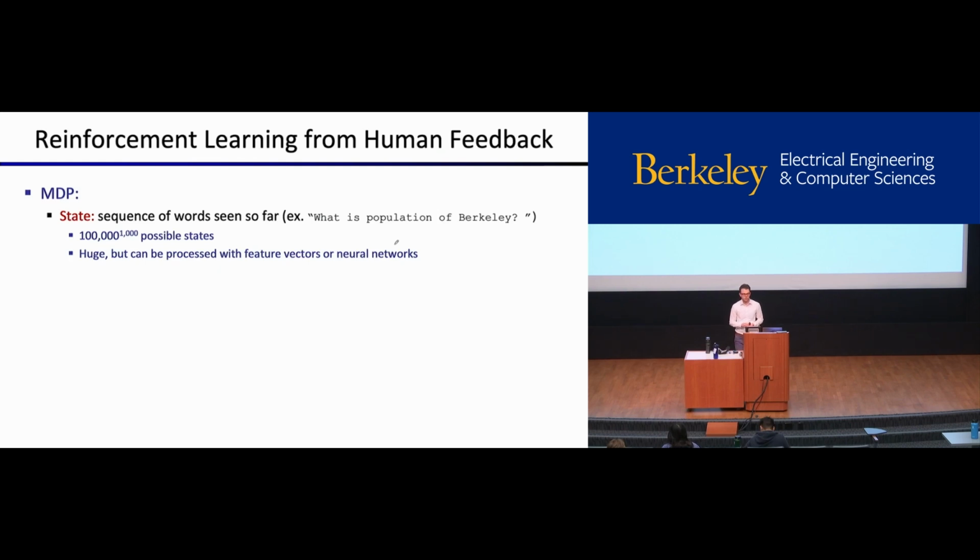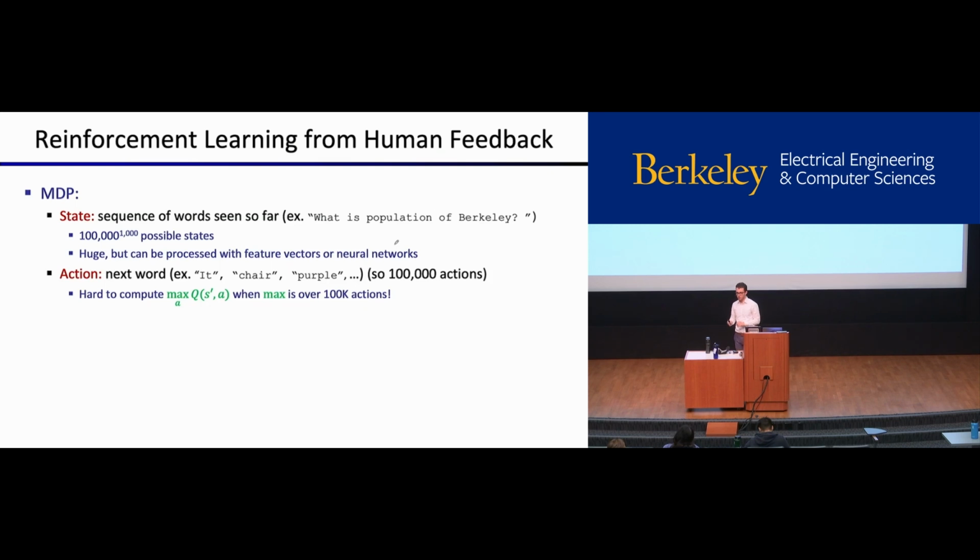And this is really big, right? If we assume that the sequences can be 1,000 words or 1,000 tokens long, and our vocabulary is 100,000 words or tokens, then it's 100,000 raised to the 1,000 possible states in this MDP. That's a lot of states. It's huge. But maybe if we do some clever feature vector stuff like we talked about already and we use neural networks, maybe we'll be okay. We just have to define the MDP for now.